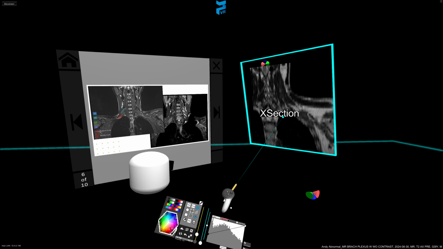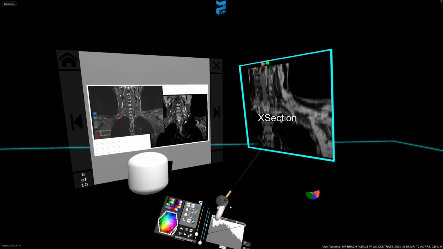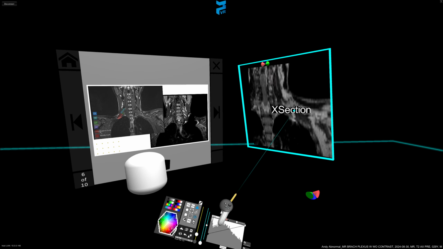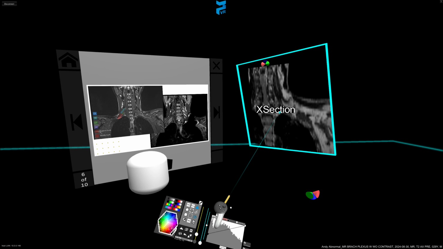Okay, and then you've got spinal cord. There we go, right there. And then some of the nerve roots coming off of that. You see some of these hyperintensities that they're talking about right here.